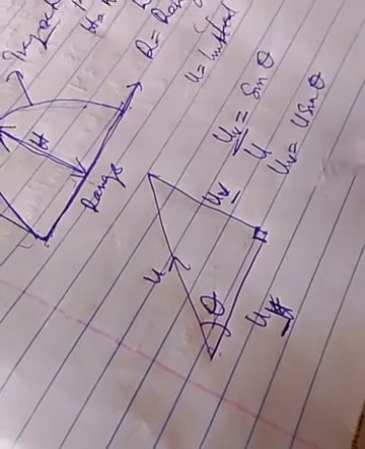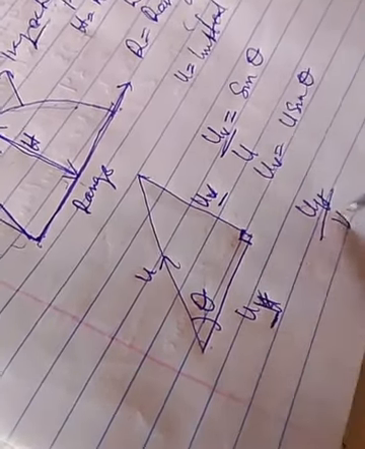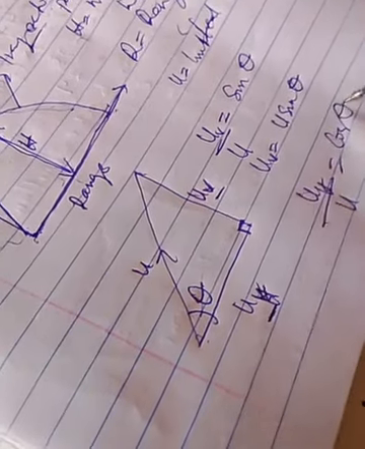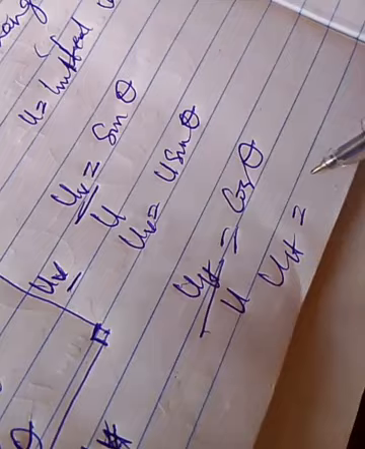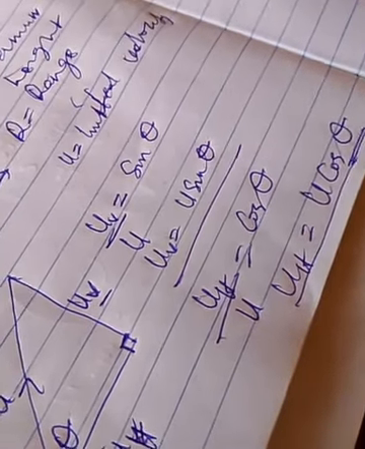That's the first part. Then for adjacent over hypotenuse, which is uh over u, which is cos theta, we can now say that uh is equal to u cos theta. So we have said uv is u sin theta, uh is u cos theta. So that's the first part we need to know.